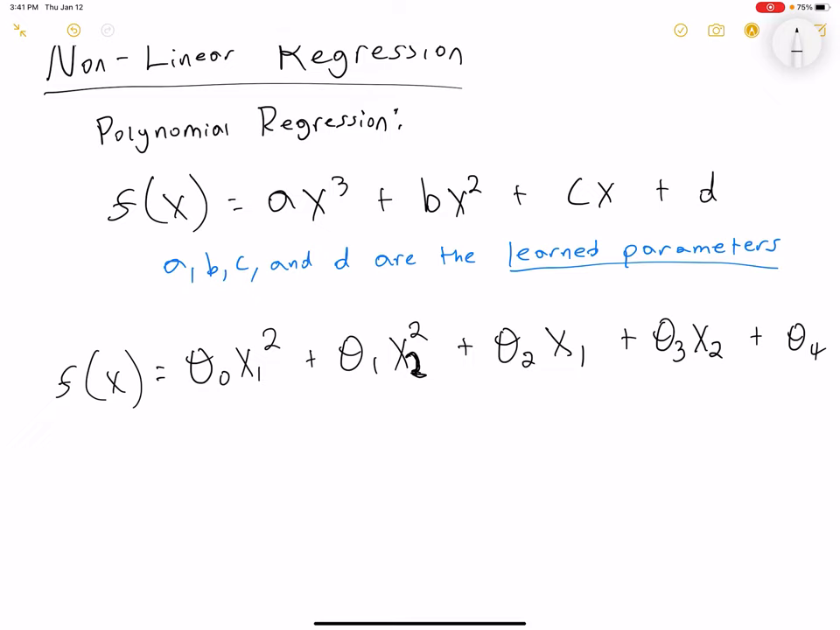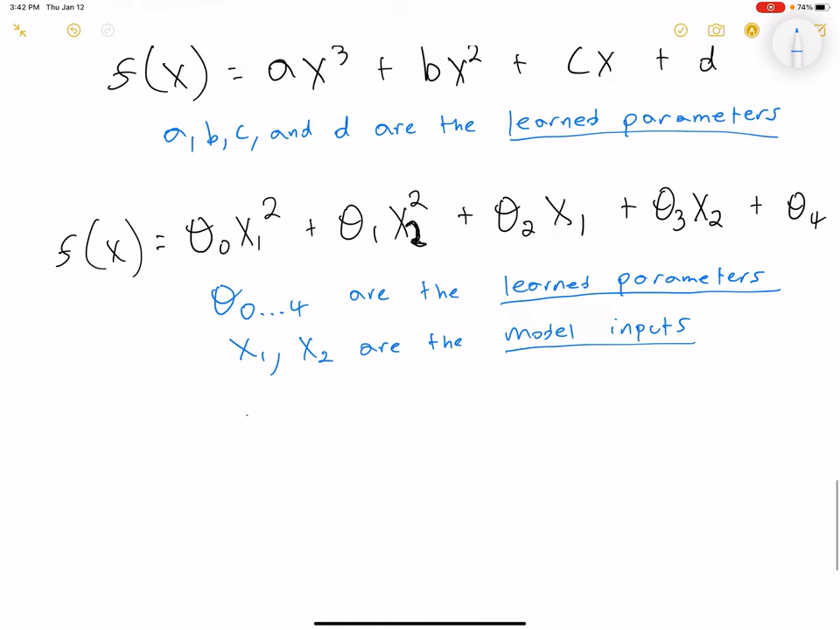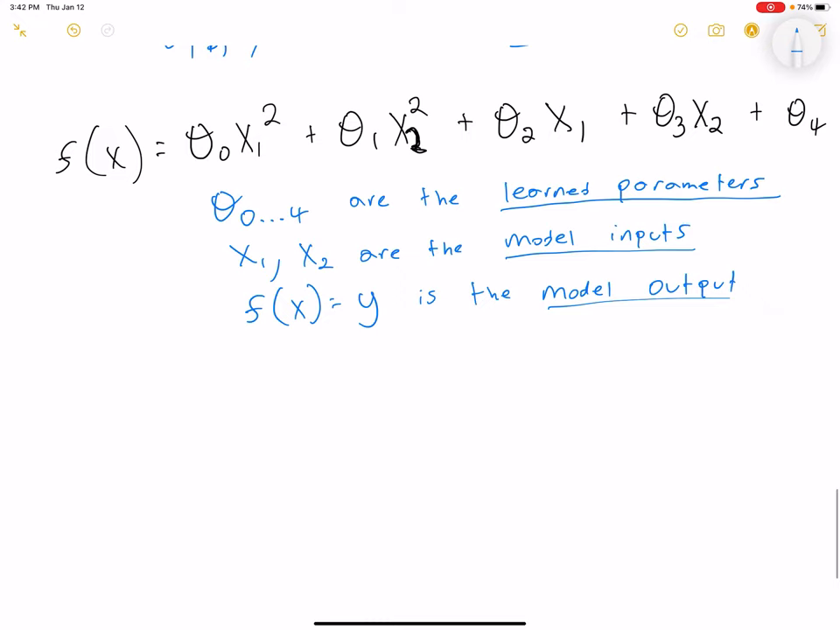This would be 2-input quadratic regression, where in this case theta 0 through 4 are the learned parameters, and x1 and x2 are the model inputs, and f of x, aka y, is the model output. Okay. Any questions about this before we move on?